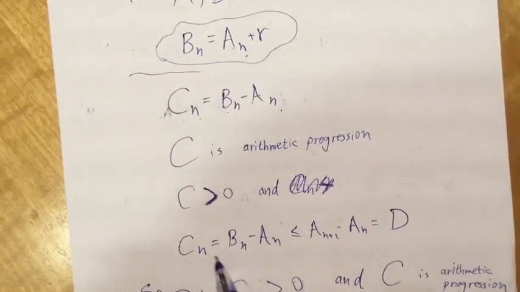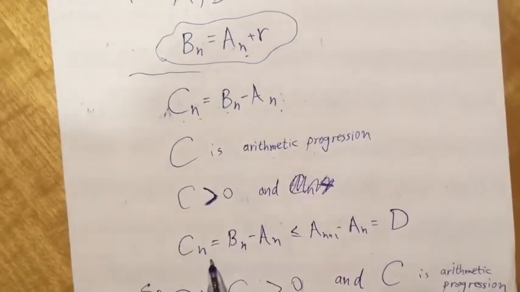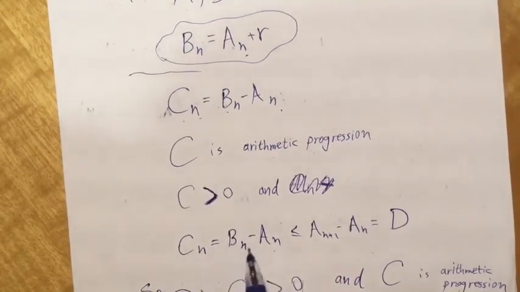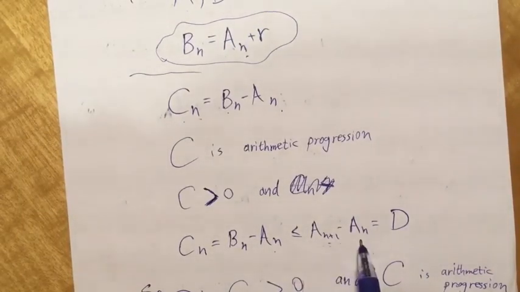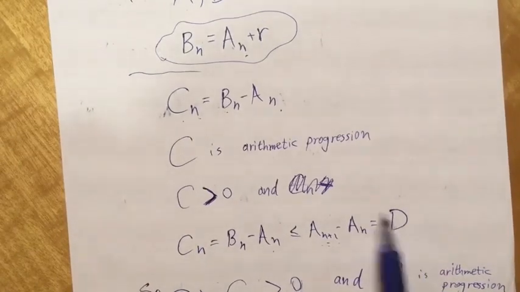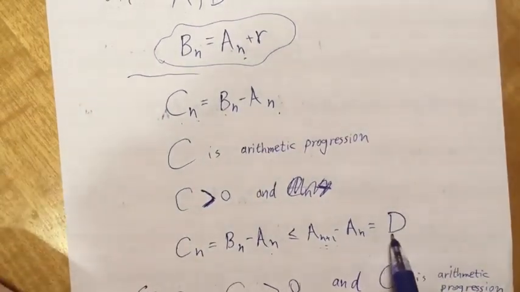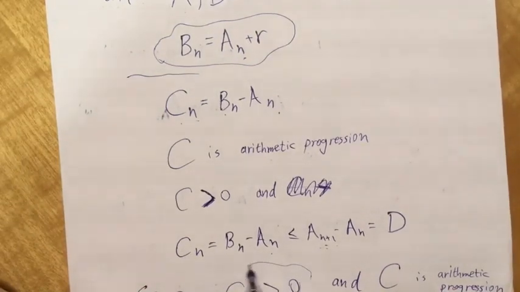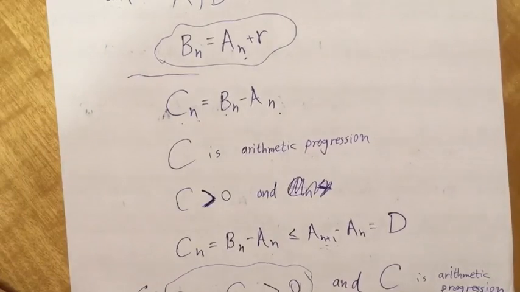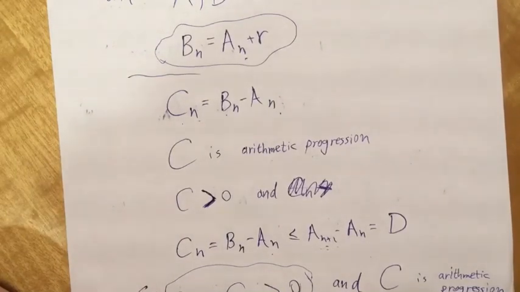Moreover, Cn is bounded. Why? Cn is bounded because Cn is Bn minus An, but Bn is less than An plus 1. So Cn is at most An plus 1 minus An, and that's a constant. That's just the common term of A, namely D. So Cn is an arithmetic progression that is never negative and never too large.